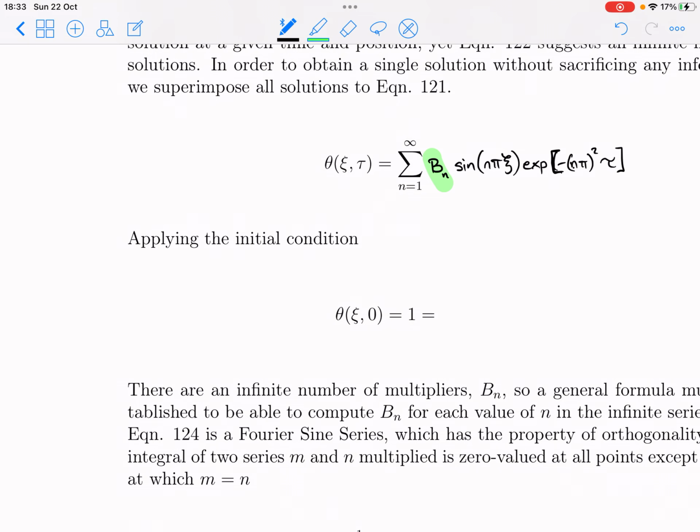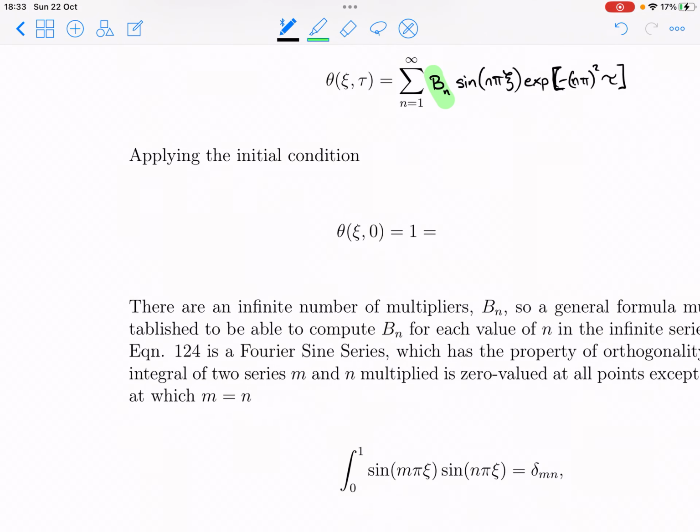So to get to our final solution, we're going to apply that last boundary condition, which is that at all positions xi and any time 0, the temperature was T naught, which non-dimensionally is 1. So plugging that in, that means we basically insert 0 everywhere we see tau in our equation. So we'll do that. And you can see where this is leading up to. Anytime we have a series with a sine in it, we're going to do something with a Fourier sine solution.